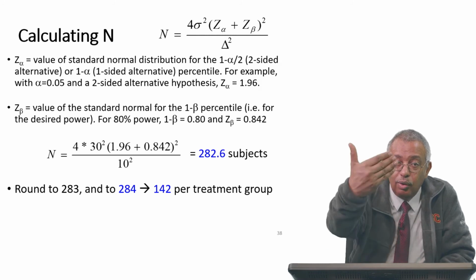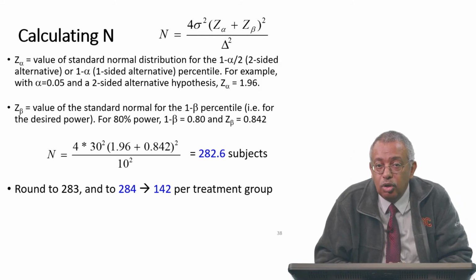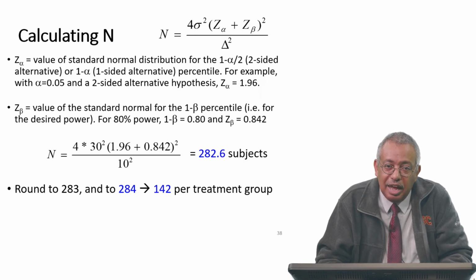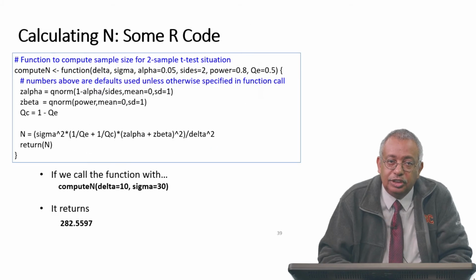So if you plug in all these values into your formula, then you end up with 283 subjects, or participants, to be part of this study in order to have 80% power to detect at least a 10% difference in the two mean values for the two groups. Okay? So essentially you will have roughly about 142 per treatment group as part of this study.